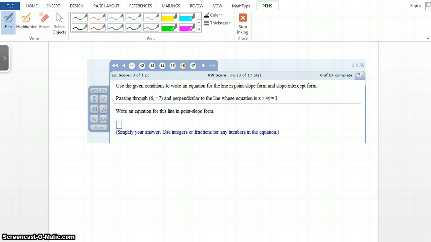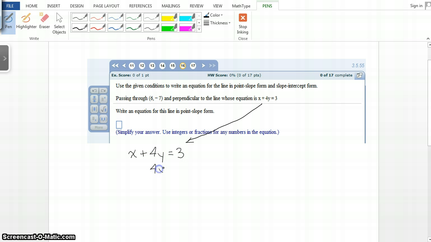So they first want you to write the equation in point slope form, and then they want you to simplify that into slope intercept form. So what you first have to do is take that given equation and find the slope of it. If you put it in slope-intercept form, which means solve for y, then you can figure out the slope.